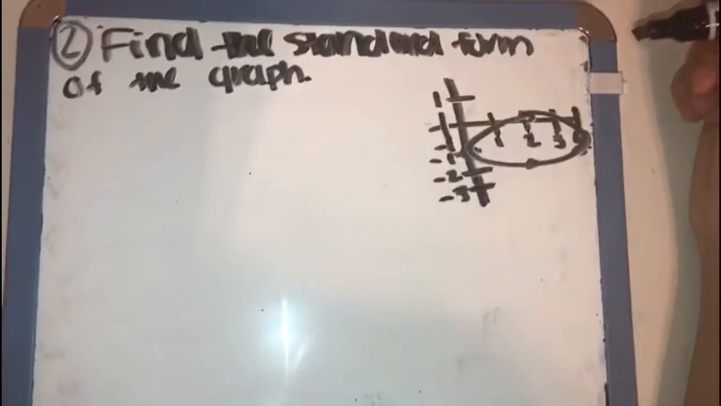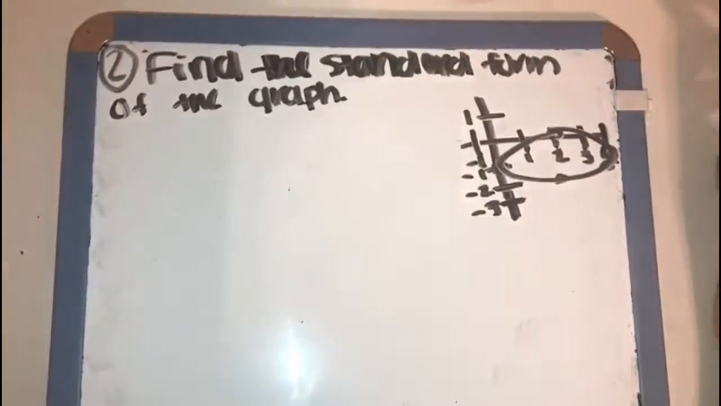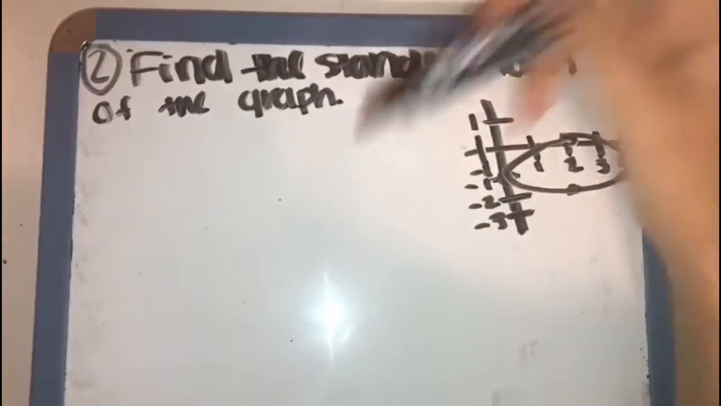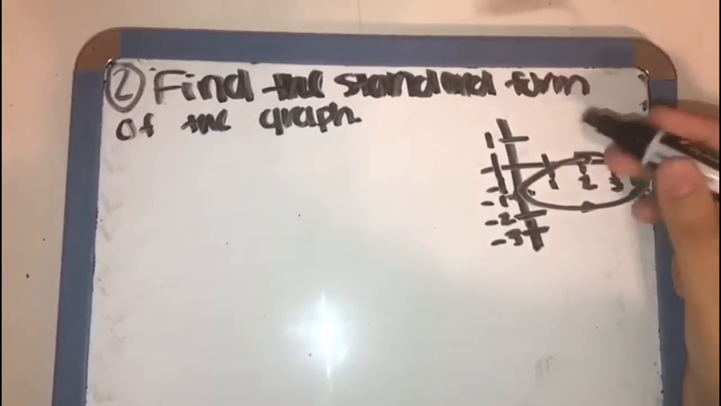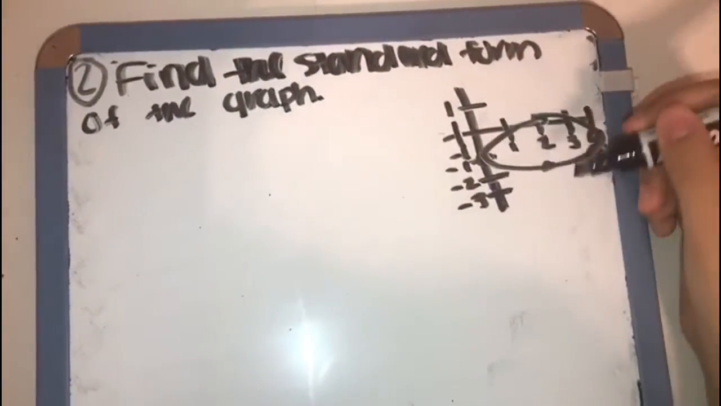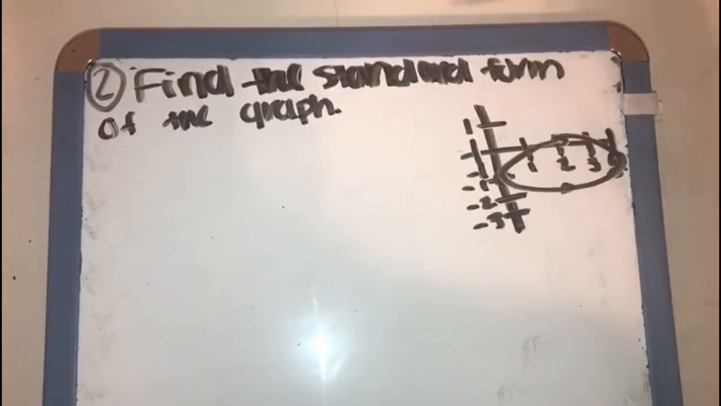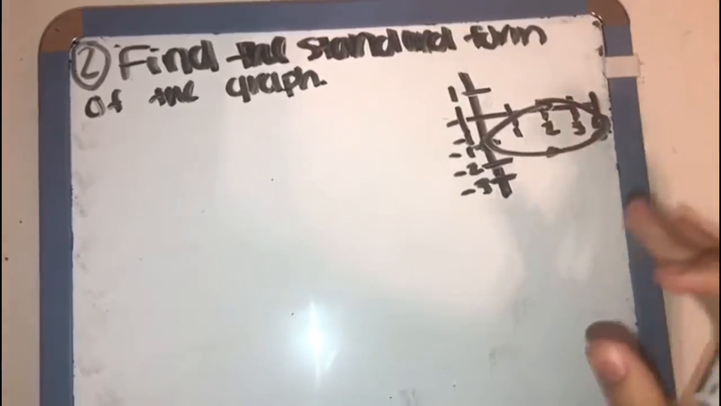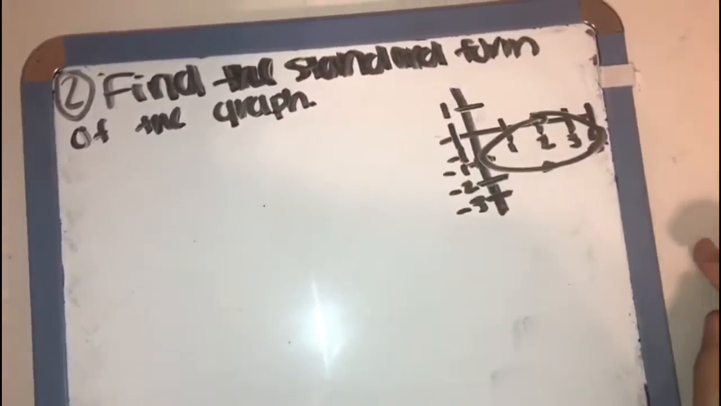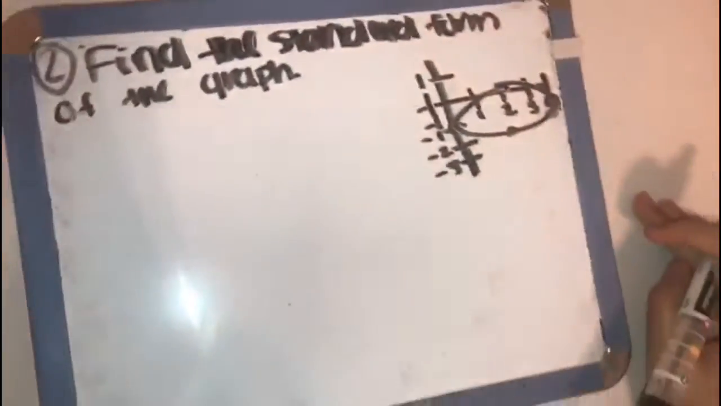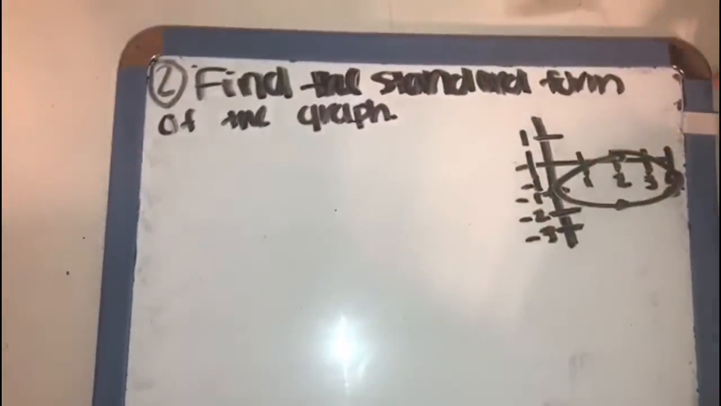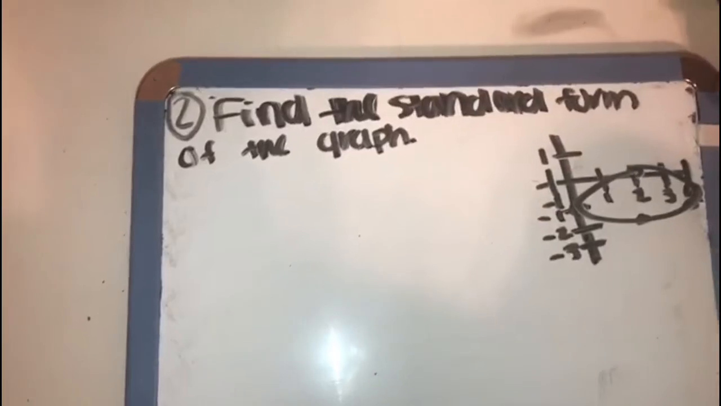Alright, so this problem is more like a graph kind of question. It says find the standard form of the graph. So we're going to have to find the graph and try finding the standard form from the graph. We're going to try finding all the characteristics from the graph in order to use the formula to find the standard form. Now in this problem, the only thing we could do is find the points first. So the first step is finding the points.